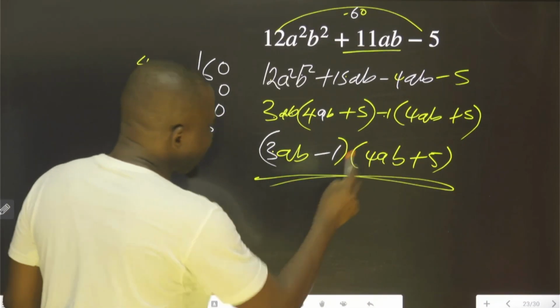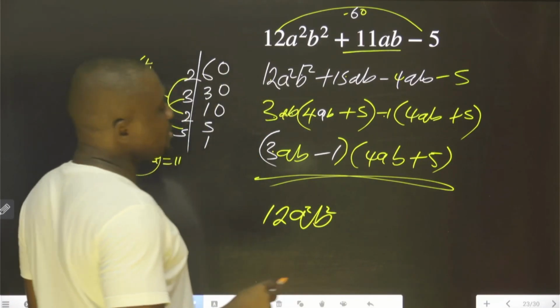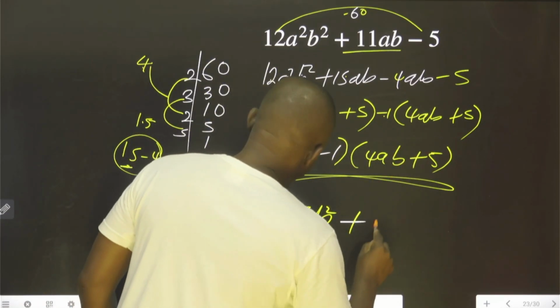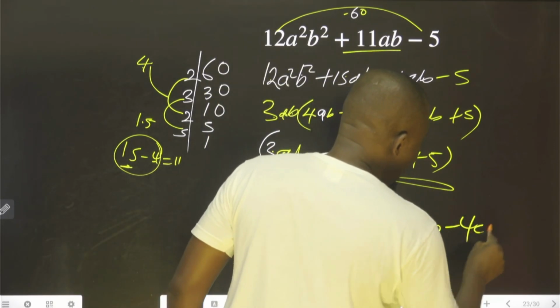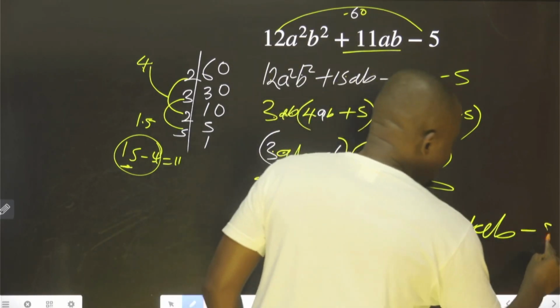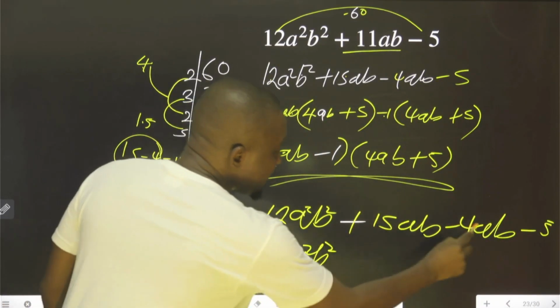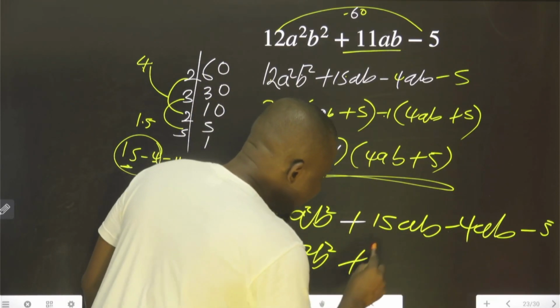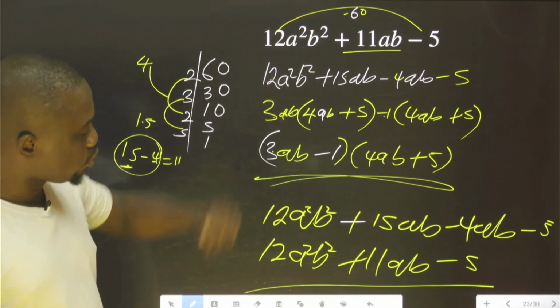Let's expand. This time this is 12 a squared b squared, 15 ab minus 4ab minus 5. Okay? 12 a squared b squared. These two will produce what? Plus 11ab minus 5. Back to normal.